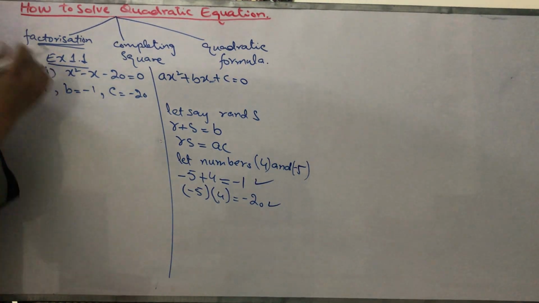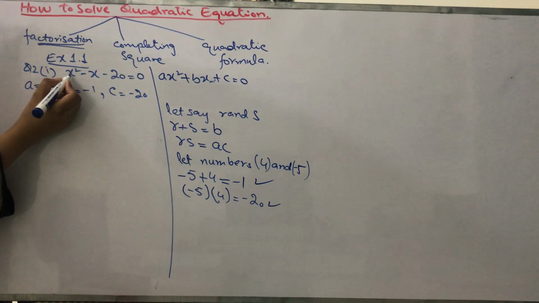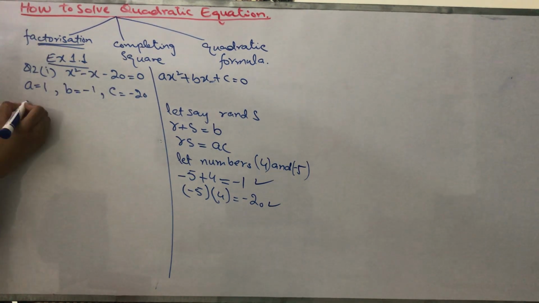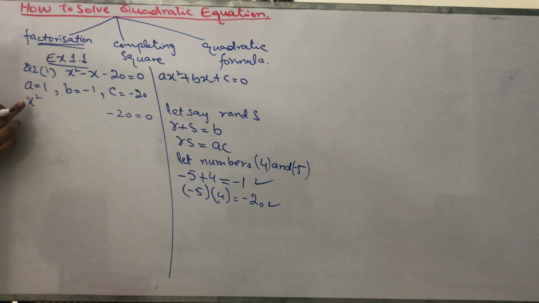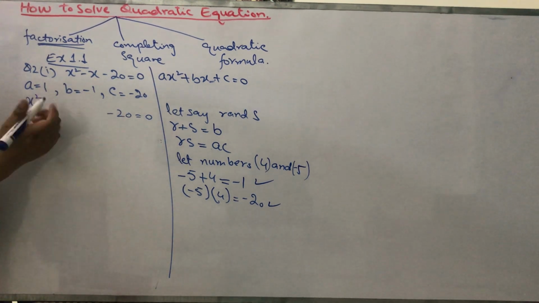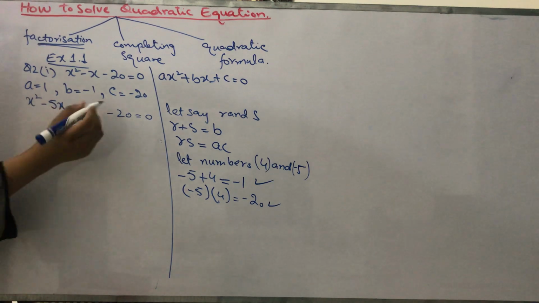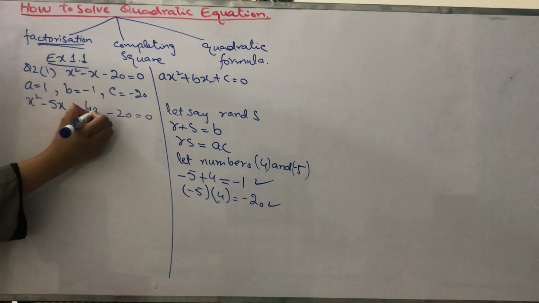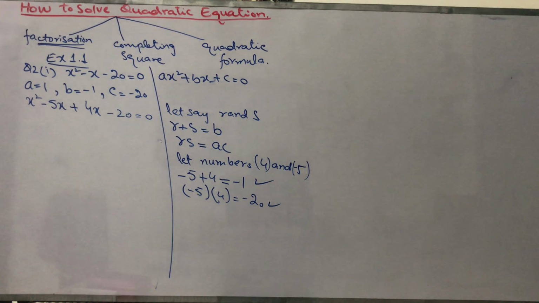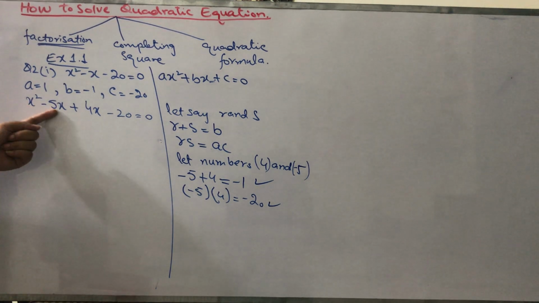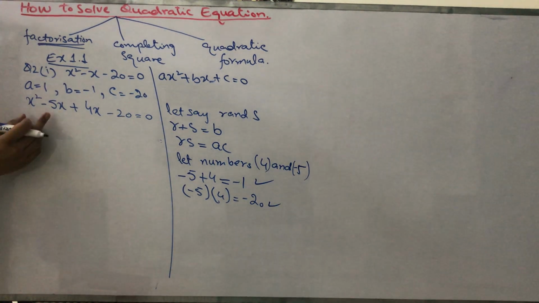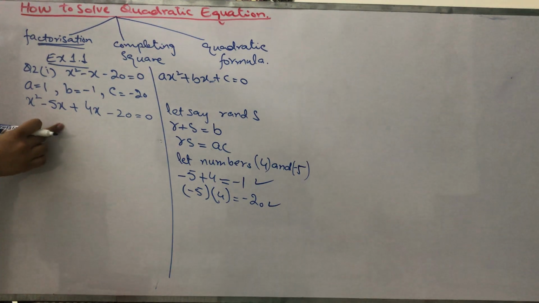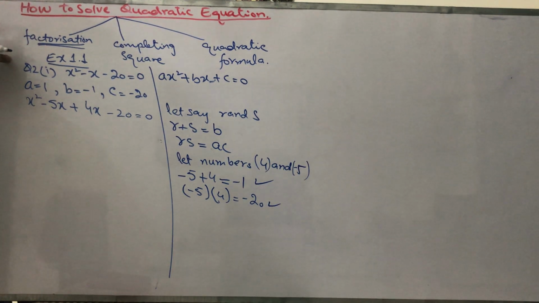So how to write these numbers? We have the equation x square minus x minus 20. So you have to write the two factors. First is minus 5x, second is 4x. So how to write it? x square minus 5x plus 4x minus 20 is equal to 0. Now you see, minus 5x plus 4x is minus x, so I came back to the original question. It means that I have written this step correctly.